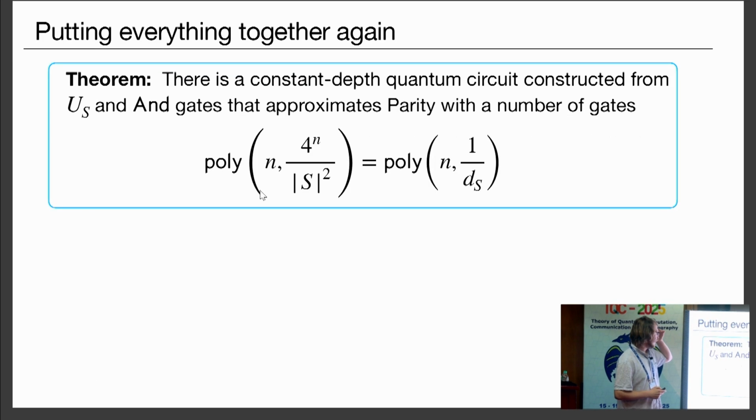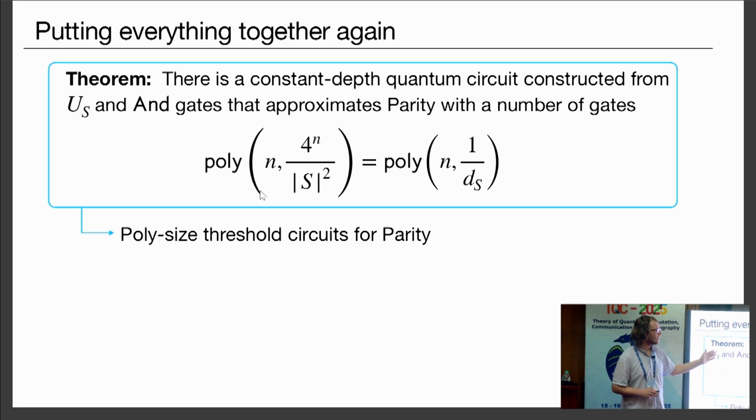Right, and so this sort of leads to our theorem statement, which is that if you have US and AND gates at your disposal, then you can construct a circuit of size polynomial in n and 1 over the density of this set, which computes parity, actually, which prepares one of these approximate cat states with approximation error that's roughly the density. And as a result, you can use this from Moore's reduction to compute parity and fan-out and all the other things you could hope to compute.